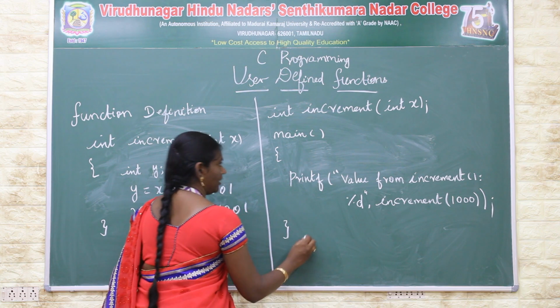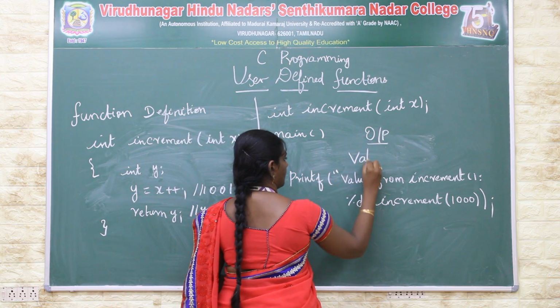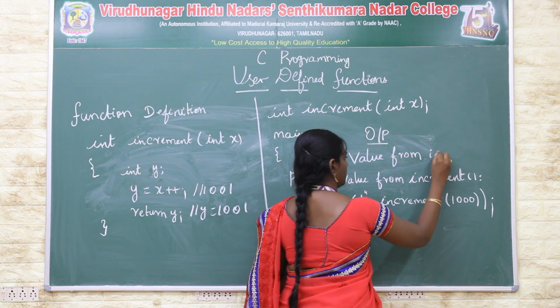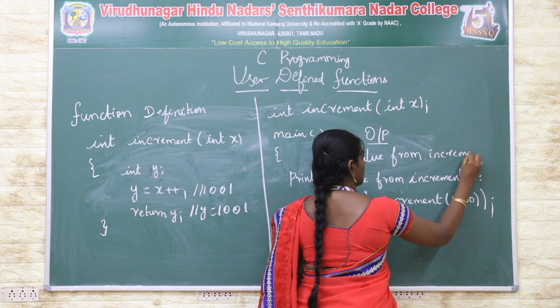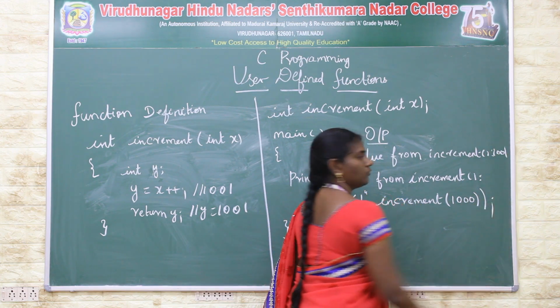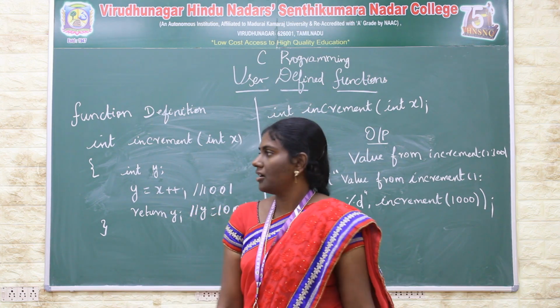Now the output will be like: value from increment, 1001. This is how the user-defined function works.